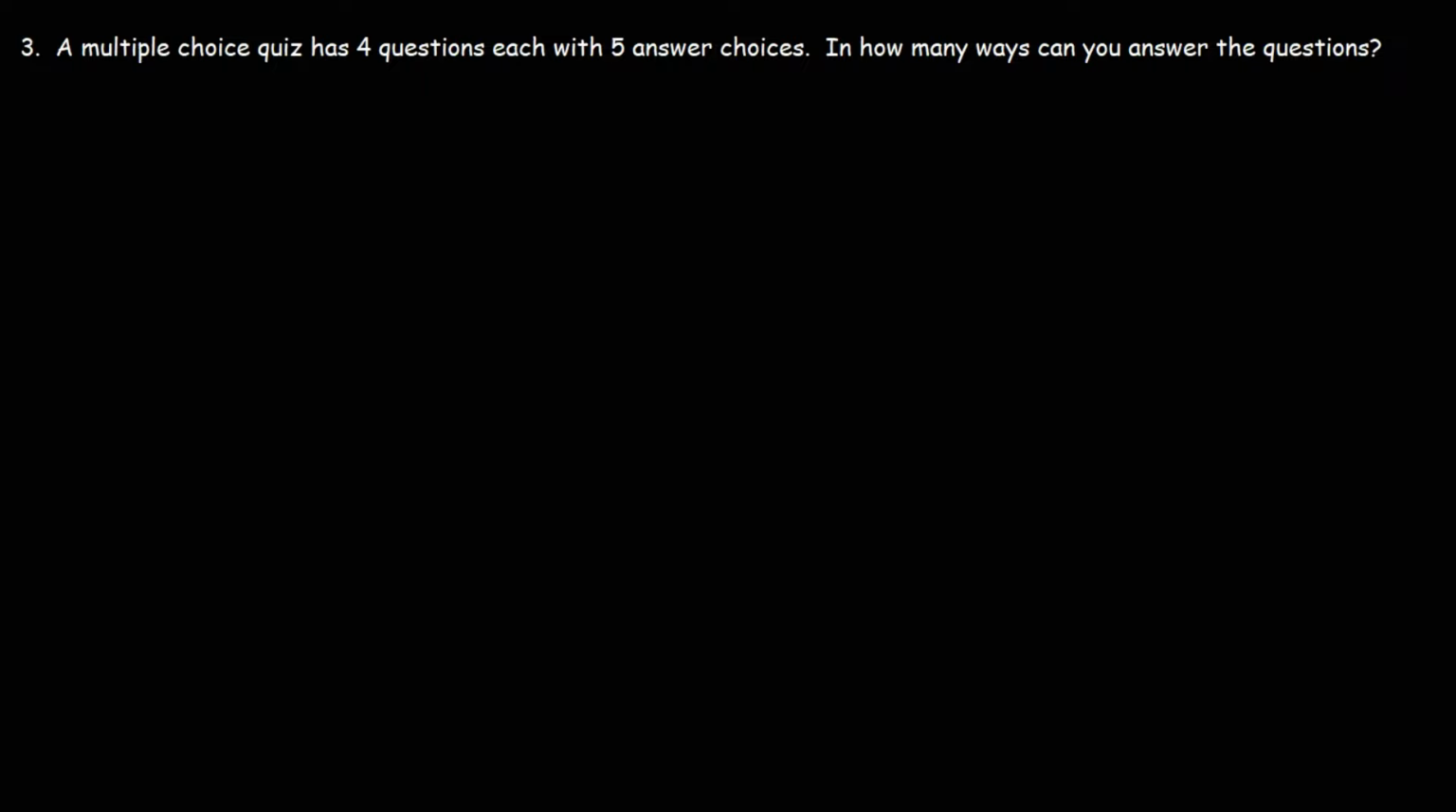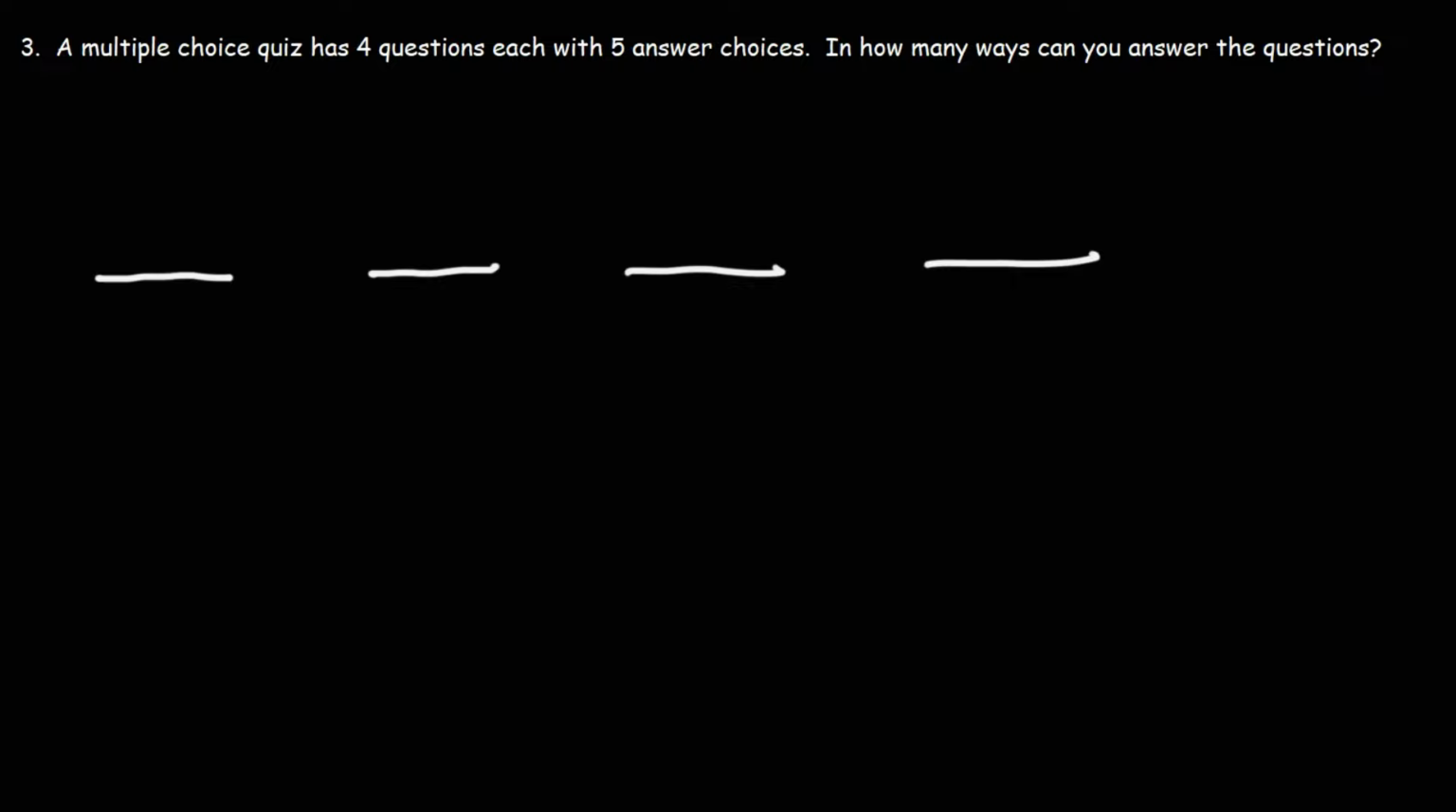A multiple choice quiz has 4 questions, each with 5 answer choices. In how many ways can you answer the questions? So let's say this is the first test question. This one's going to be the second. This is the third. That's the fourth. So this situation has 4 events.